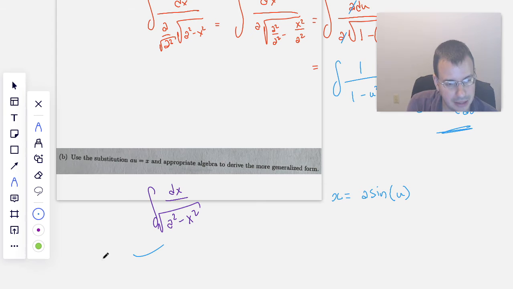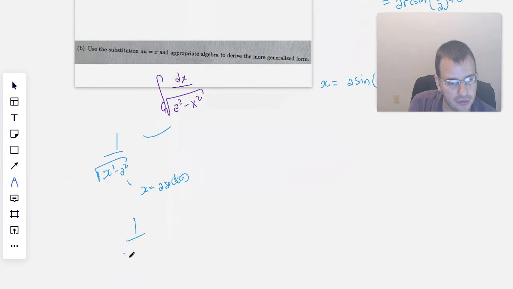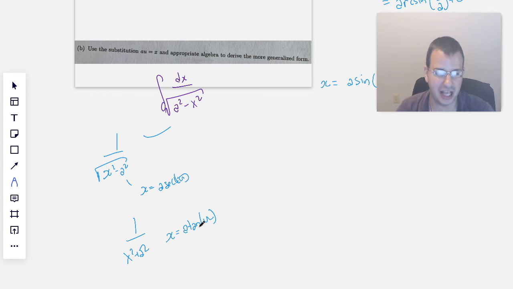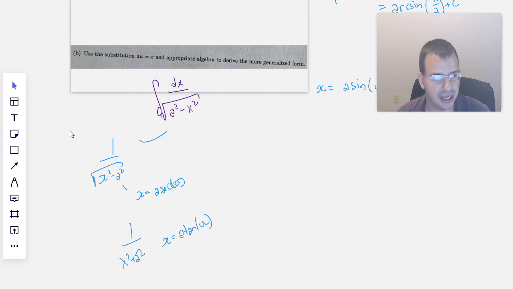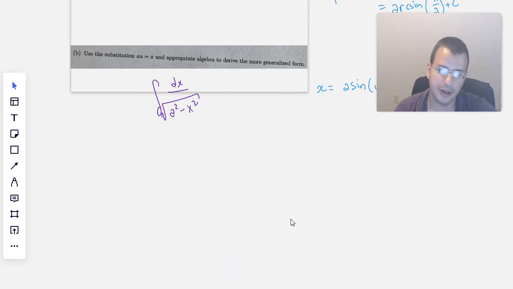And as a sidebar, if you have x squared minus a squared where the sign is not with the x, then you would say that x equals a secant of u. And if you have something where it's 1 over x squared plus a squared, you say x equals a tangent of u. And this starts to get the algebra rolling. You plug it in and just see where it goes. You do about a dozen of these and you're like, oh, okay, I see where it's going. This is kind of background.